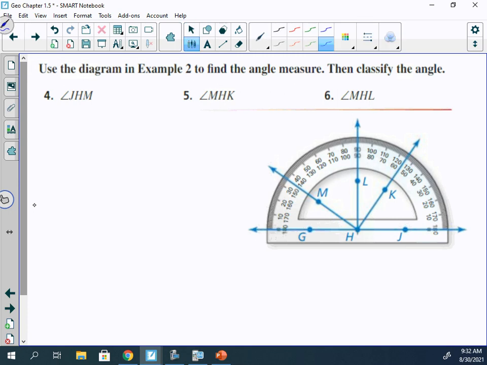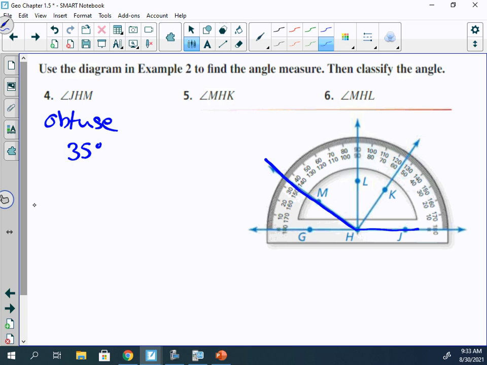Let's look at JHM. JHM. Obtuse. Now I see that JH is at the 0. Yes? So that means I can really look over here. So it's between 30 and 40. So this is 35 degrees. Yes? Why wouldn't it be 35? Right? But it is between 30 and 40, isn't it? On the marker.